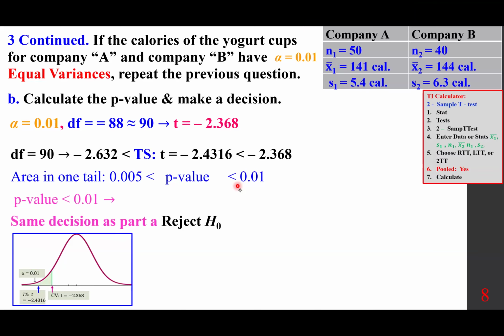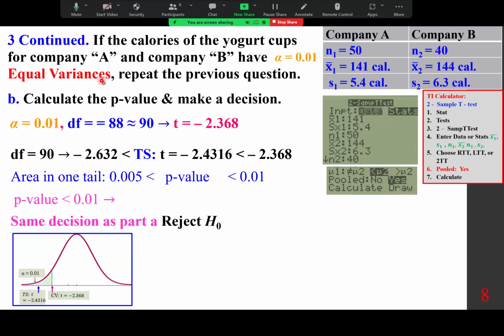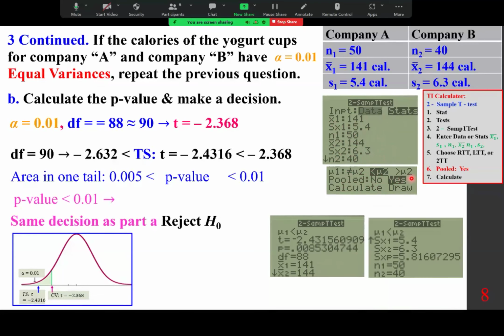Let's go with technology. And as you notice, everything is the same as before, except here, where it says pool, you say yes, because we are assuming equal variances. When we do that, X1 bar, S1, N1, X2 bar, S2, N2, mu1 less than mu2, and pool yes, calculate, and notice what we get.